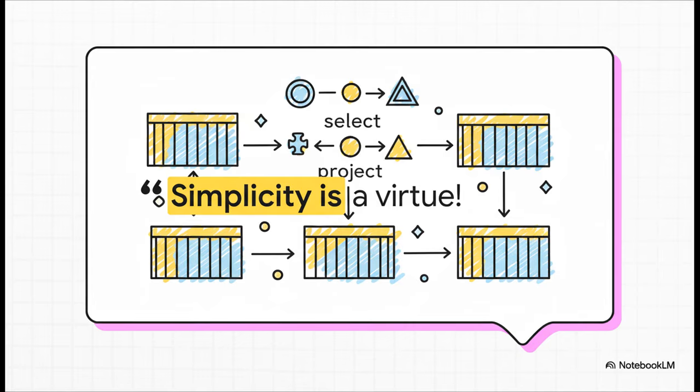And this was his whole philosophy. Codd believed the computer should handle all the complexity, not the person trying to get an answer. The user should only have to describe what they want, not give a detailed map of how to get it. And his entire model was built on this one powerful, beautiful principle.